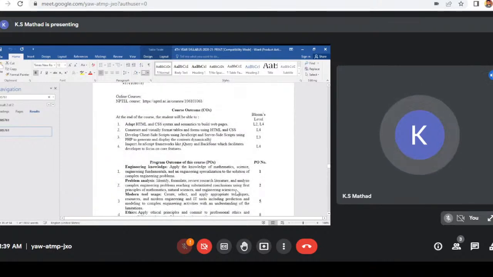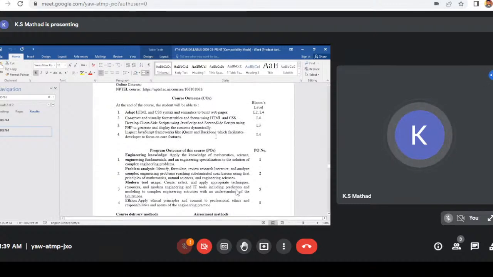You can go through the syllabus, which is available on the git.edu website in the IS department homepage. If you have a look at the course outcomes, these are the course outcomes of this particular course. Adapt HTML and CSS syntax and semantics to build web pages, construct and visually format the tables and forms using HTML and CSS, develop client-side scripts, then PHP to generate and display the contents dynamically at the server side, inspect JavaScript frameworks like jQuery and Backbone.